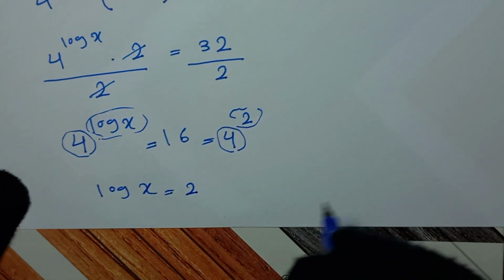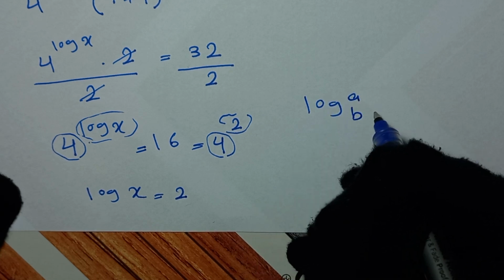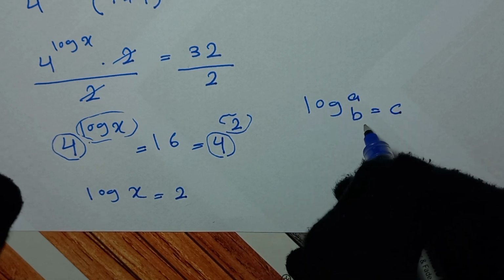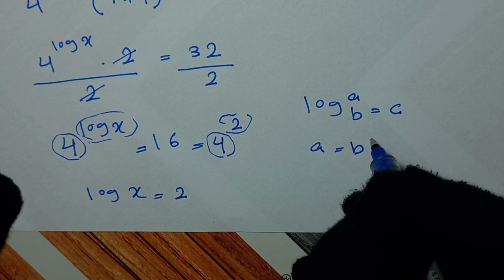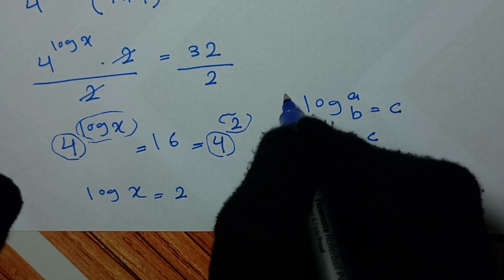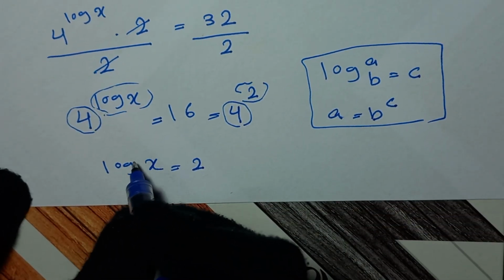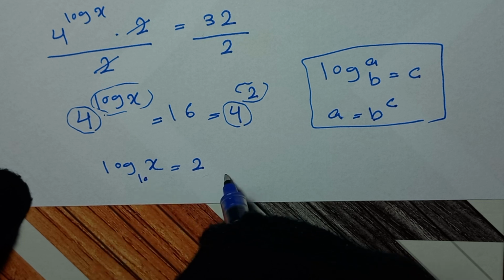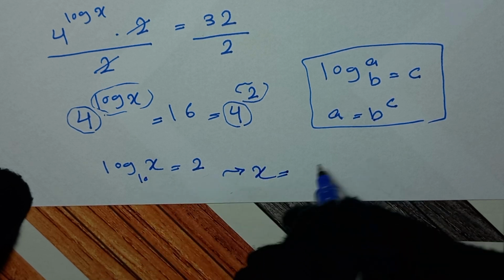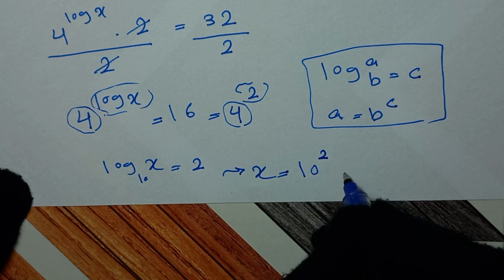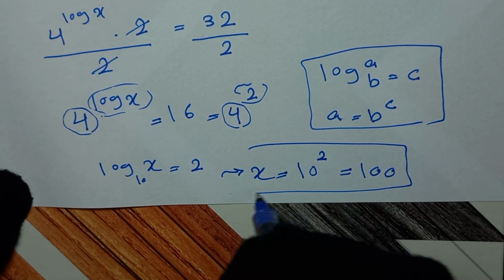And from log rules, if we have log of a to base b is equal to c, in here, a is equal to b to power of c, right? So in here, log of x is equal to log of x to base 10, right? So from here, x is equal to 10 to power of 2. So 10 to power of 2, and this is equal to 100. And this is our final answer.